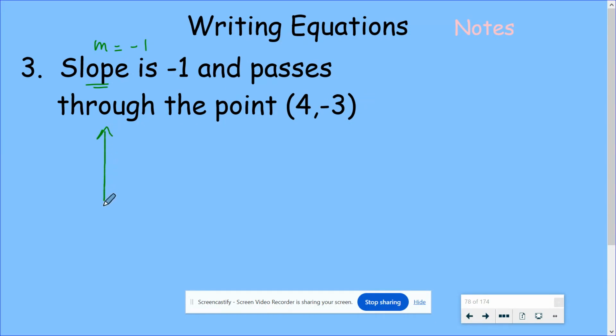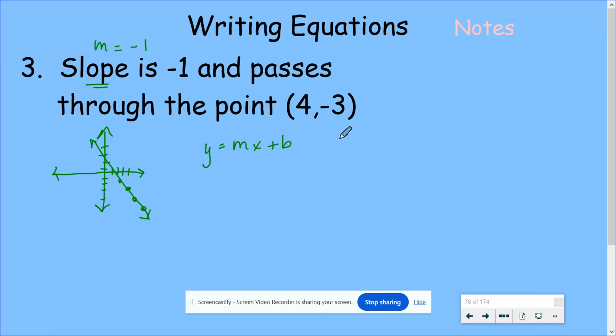So if you were picturing what's happening here, let me quickly sketch this out. So (4, -3) would be somewhere here. And we know that it has a slope of -1, so we'd go down 1 over 1, down 1 over 1, or up 1, left 1. So we know that our line is going to look something like this. But how do we turn that into y equals mx plus b?